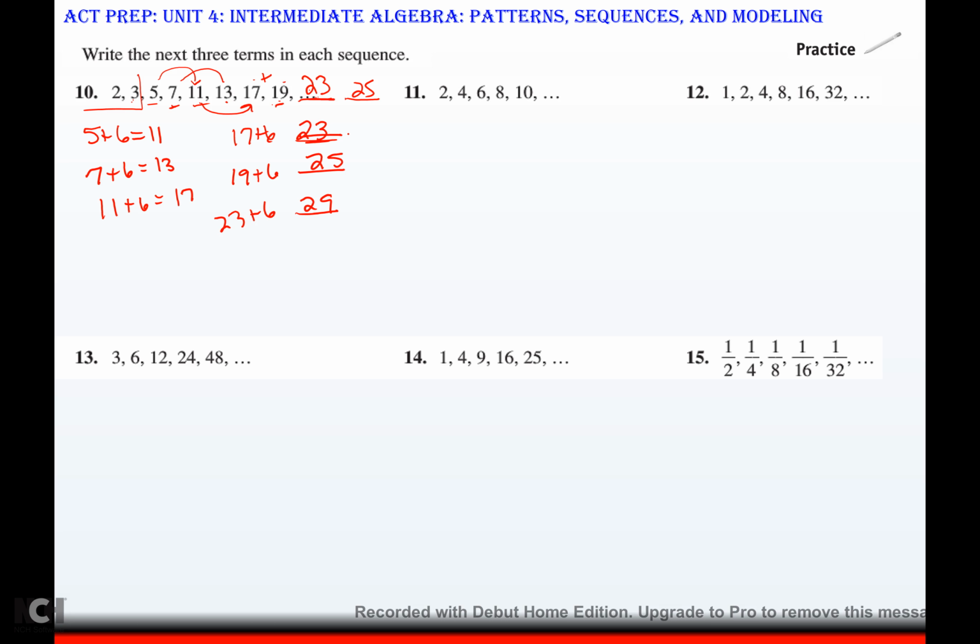All right, on 11, it looks like they're adding 2, adding 2, adding 2, adding 2. So they're just counting by 2. So my next one's going to be 12, then 14, then 16.